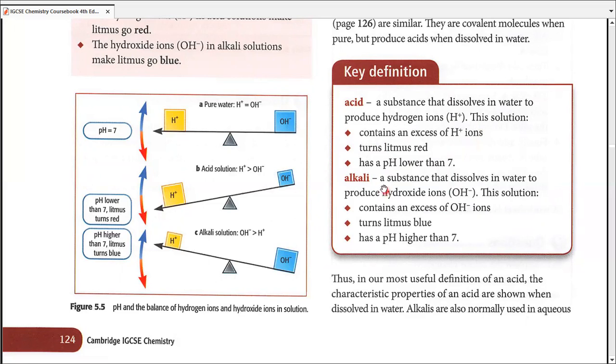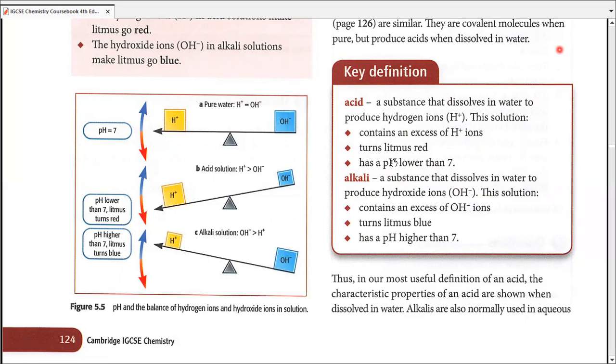And opposingly, an alkali is a substance that dissolves in water and produces hydroxide ions, OH negative ions. The solution contains an excess of OH negative ions as its first definition. The second definition is that it can turn the red litmus paper blue. And the third definition is its pH is higher than 7.